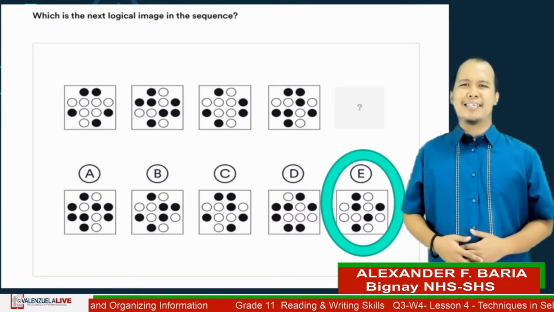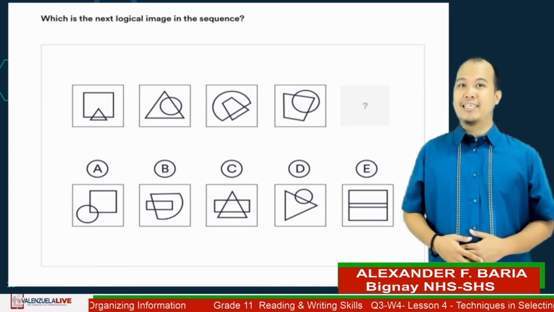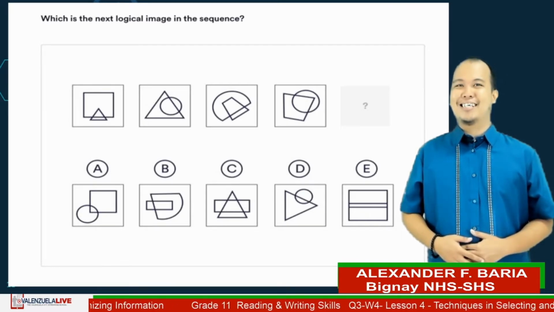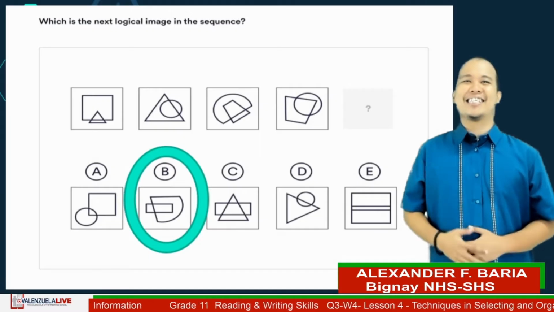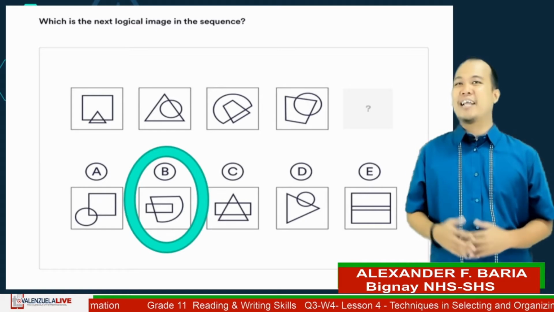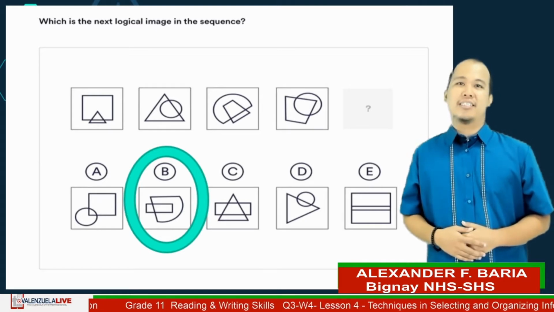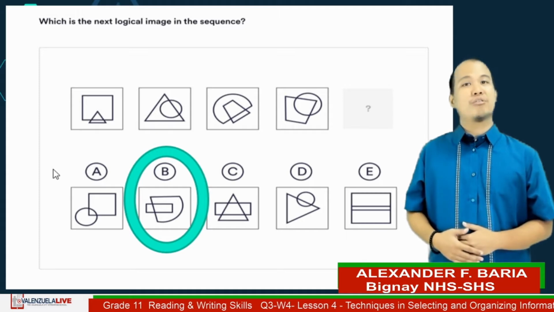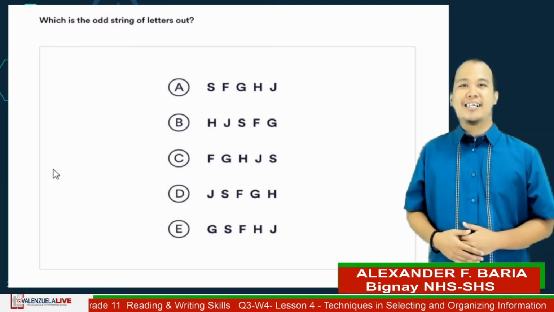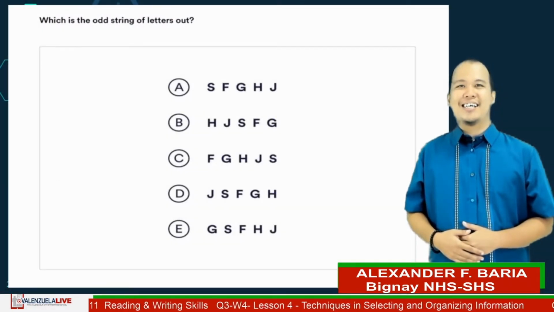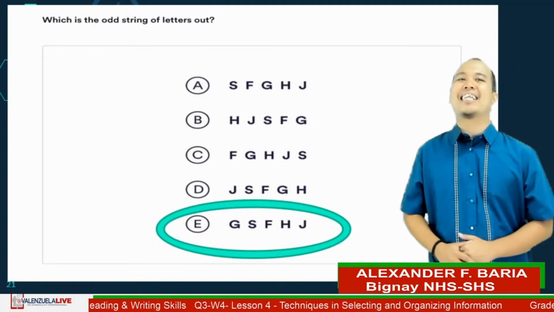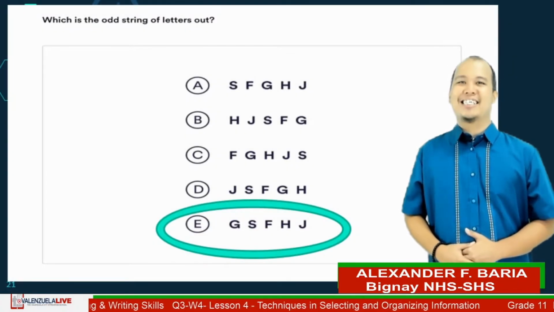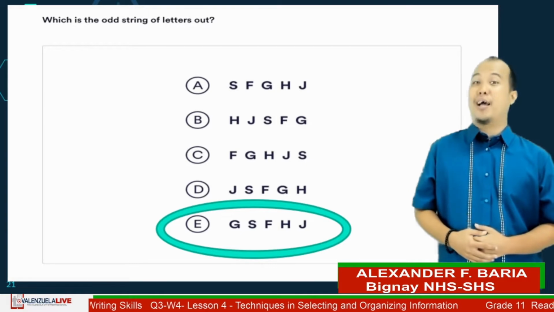You're doing great. What about the fourth logical image? Excellent. It is letter B. And finally, which letter seems to be the odd one in the string? All right. Absolutely right. It is letter E. Genius. You got it all right.